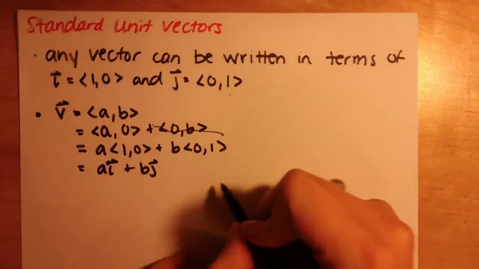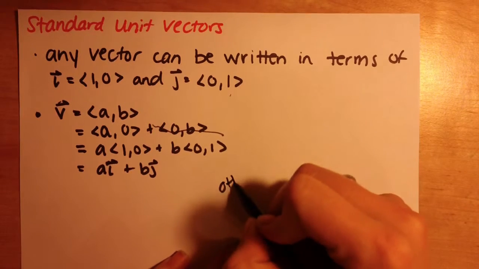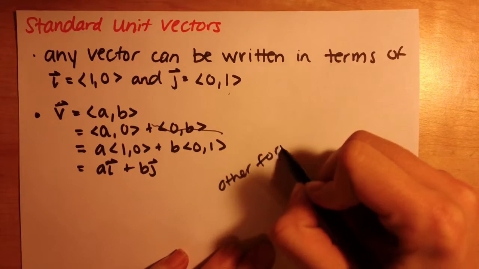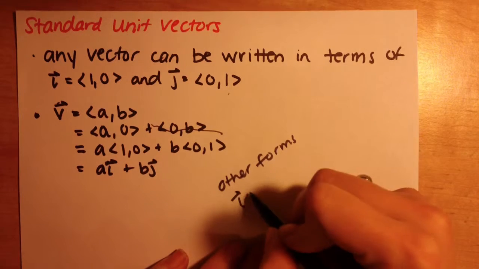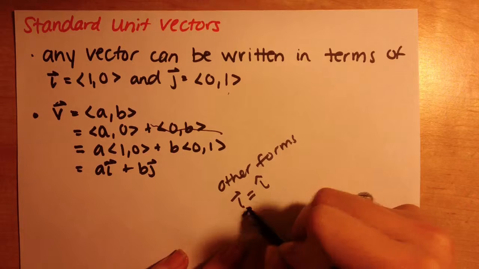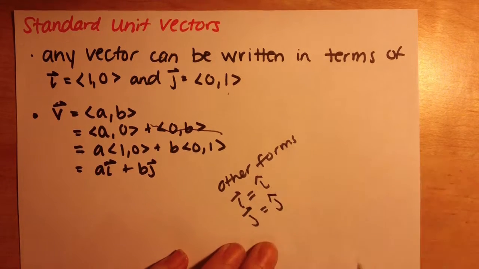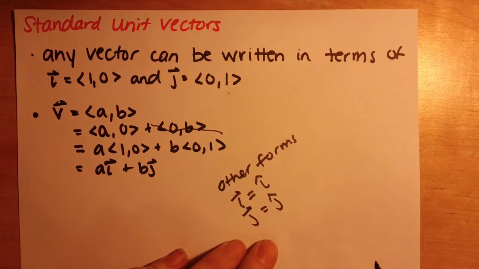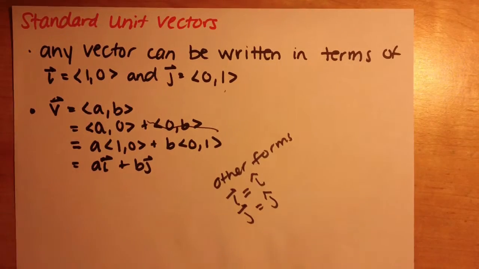You may also see them written i equal to i hat, j equal to j hat. So you may see them written different ways. And that is it for this lesson.